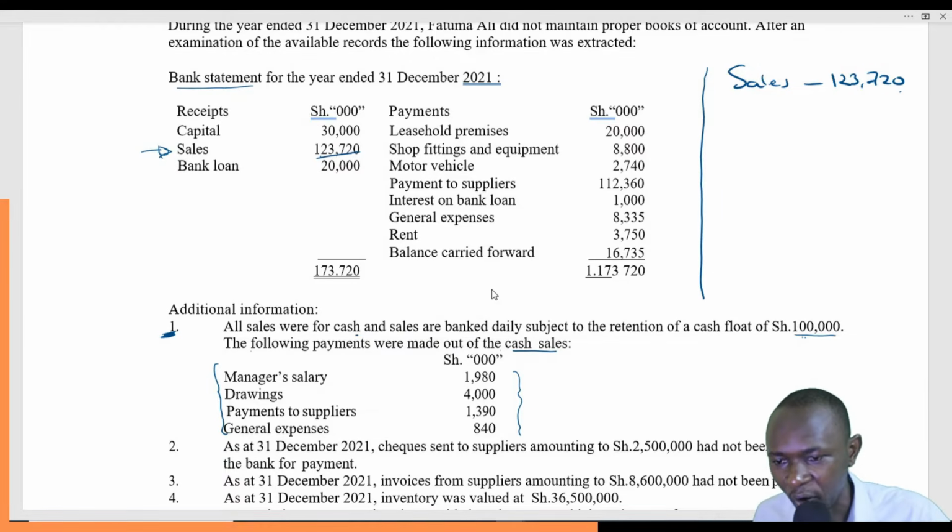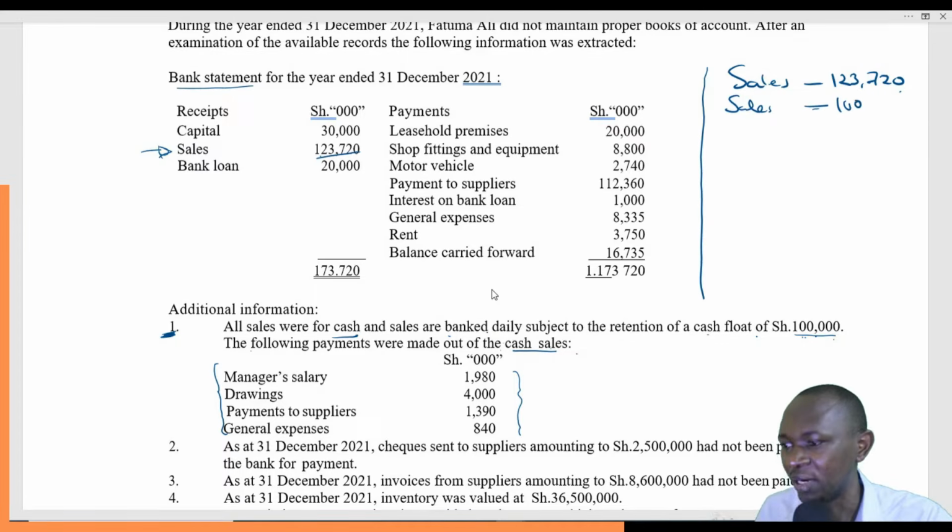Read again. The following payments were made out of the cash sales. All sales were for cash, and sales are banked daily, subject to the retention of cash flow of 100,000. So this is what was banked. 100,000 was retained, and these were basically spent at source. They did not hit the bank. So if we are asking for a sales figure, we'll have what hit the bank plus what is available in cash, which is 100,000. Now in our case it will be 100 because we are going to restrict the zeros.